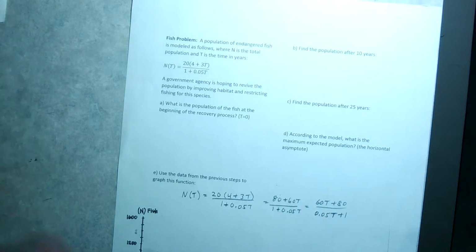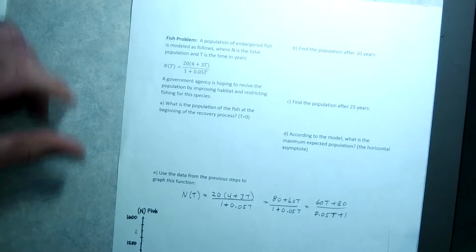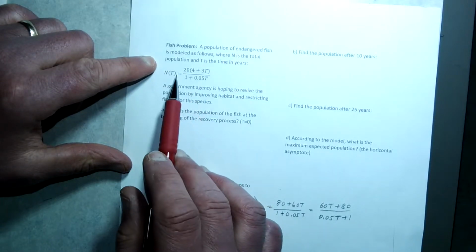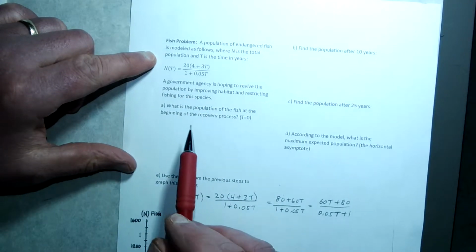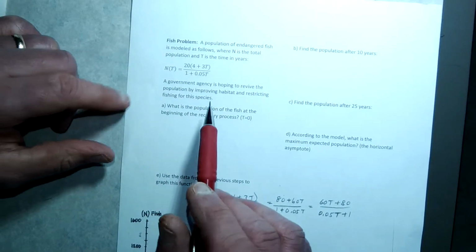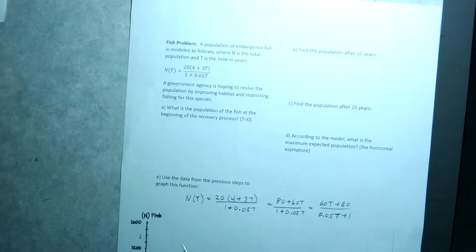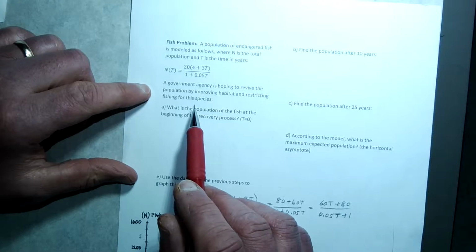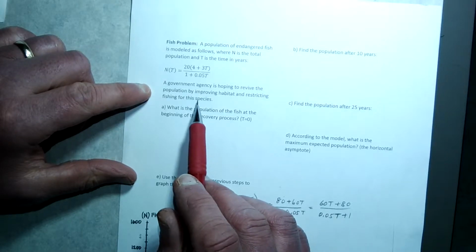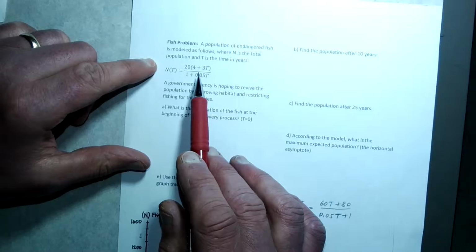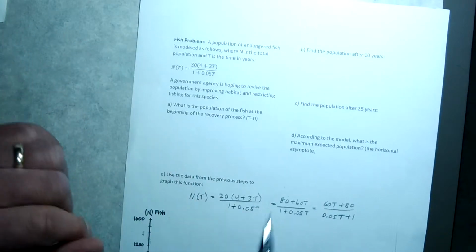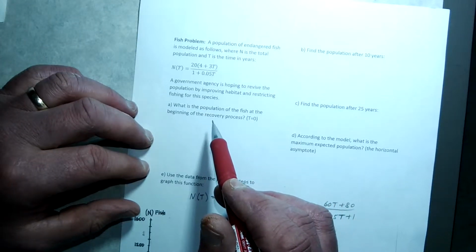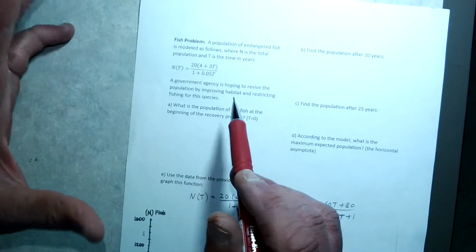This video is talking about using a rational function to describe the relationship between time and the number of fish that are recovering. It's a certain species that the government is trying to improve their habitat and restricting fishing in order to bring back a population. And the reason why a rational function fits this particular problem is that there's some limit at which they believe the population won't be able to go above no matter how much they do.